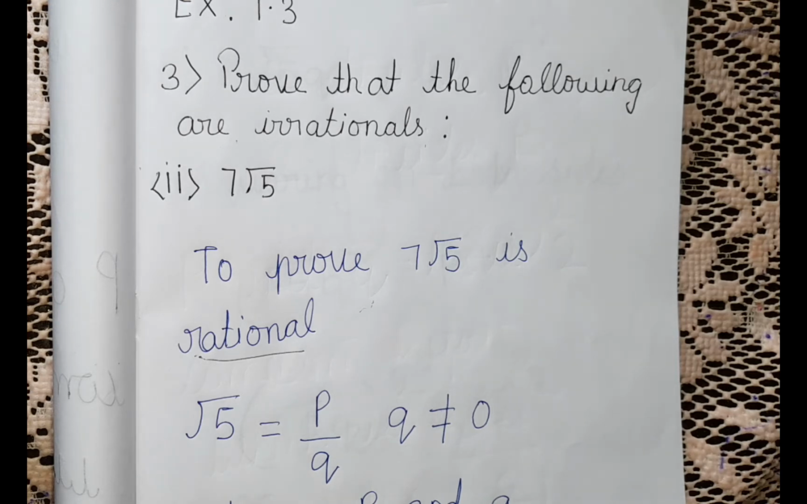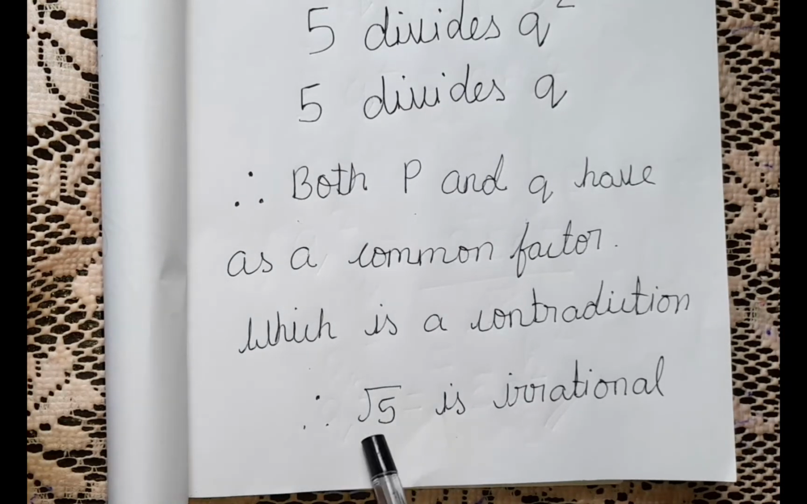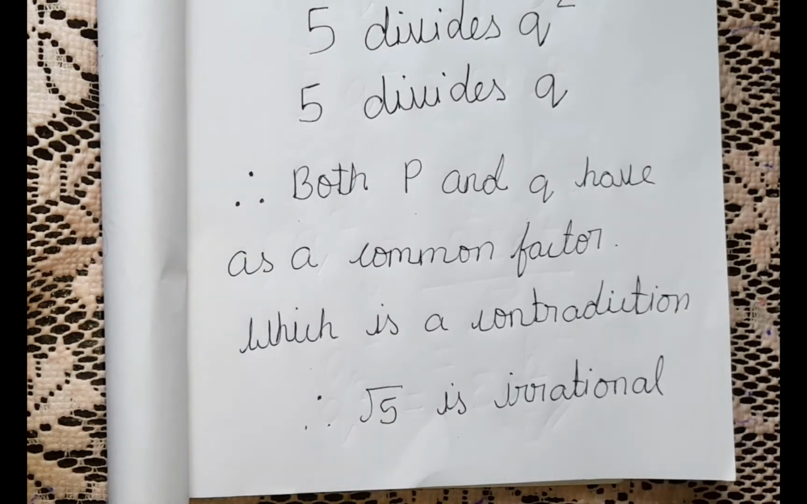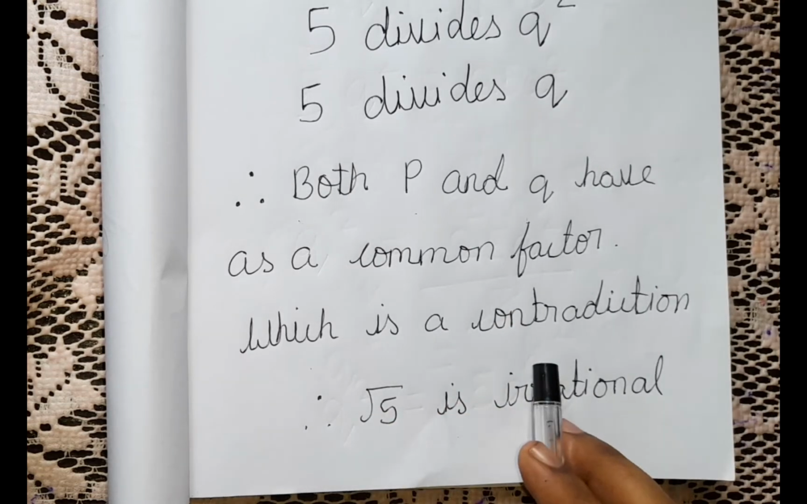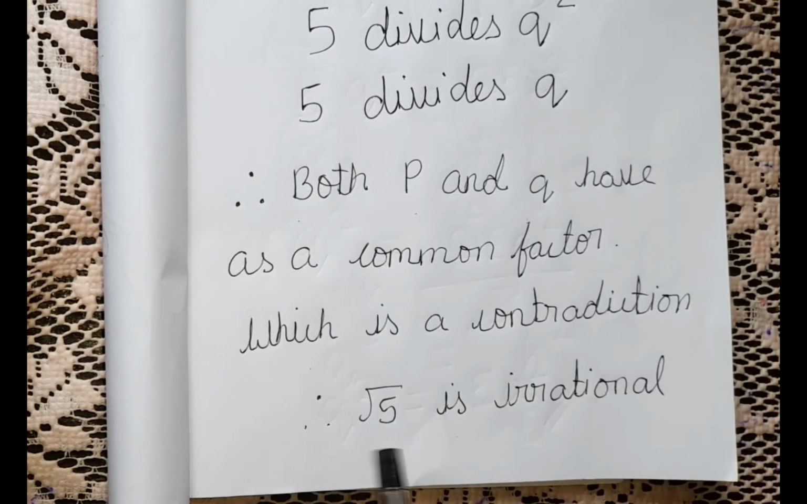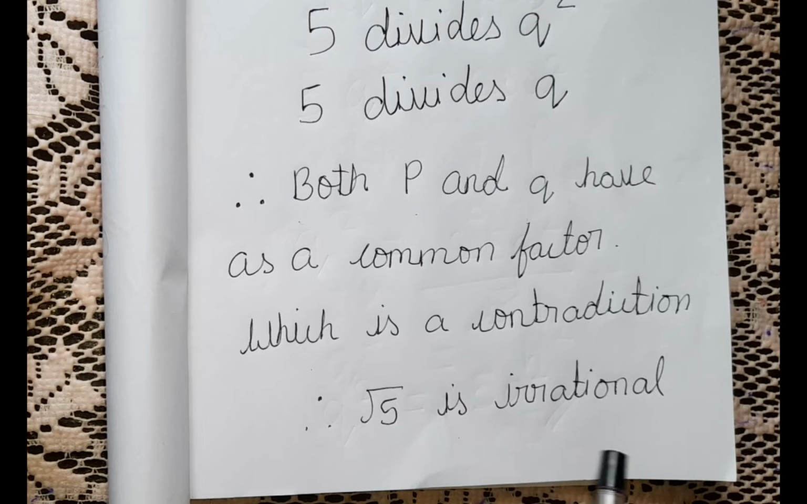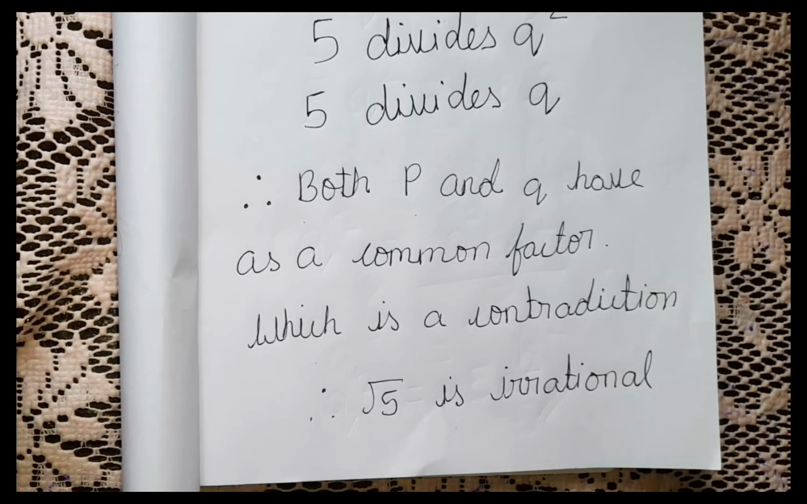Let me show that. So here we wrote root 5 is irrational. That's because instead of taking irrational, we took rational, and after that we concluded that it is a contradiction, and then we can write root 5 is irrational. We proved it. Okay, so now we shall write to prove 7 root 5 is irrational.